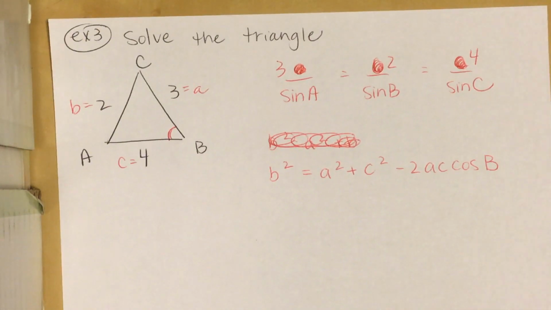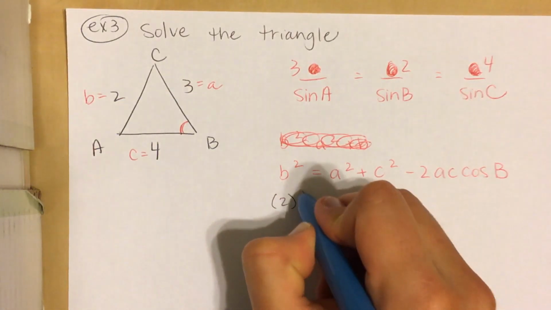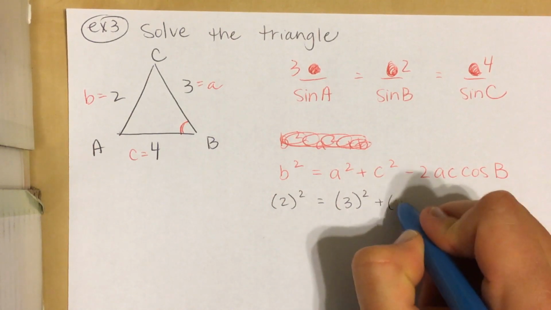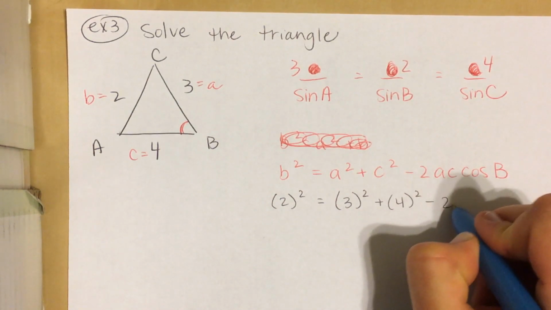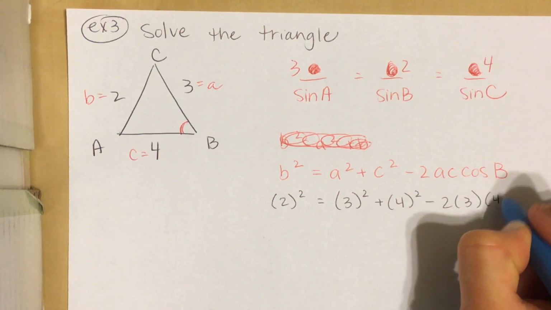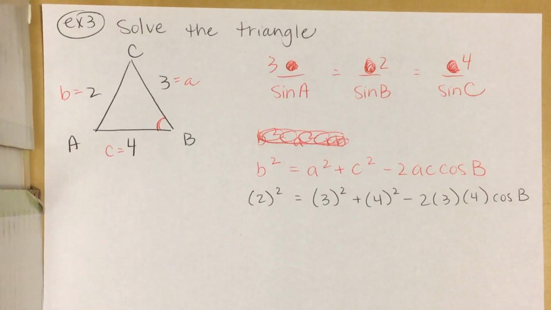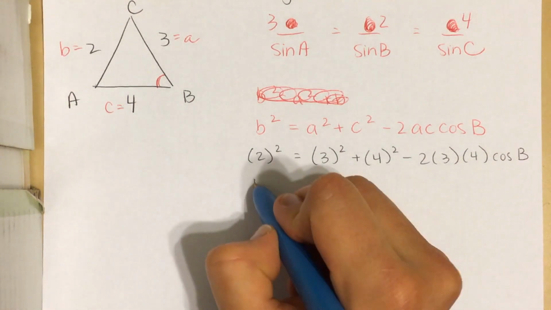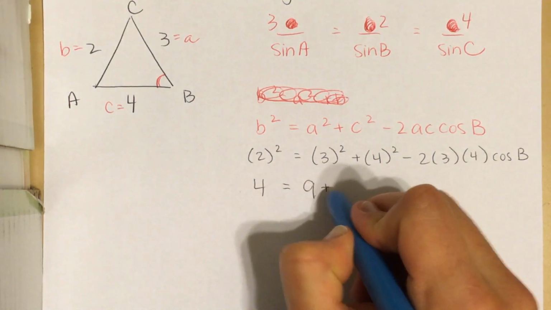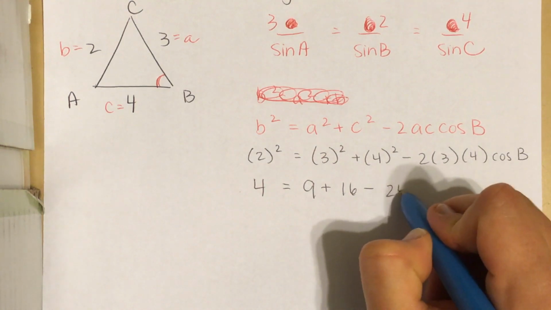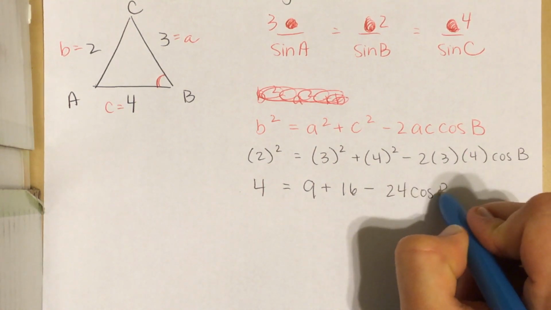Okay. Let's fill in everything that we know. Little b is a 2, little a is a 3, little c is a 4. I do not know what angle b is. I'm going to go on and square everything. 2 times 3 is 6, times 4 is 24.